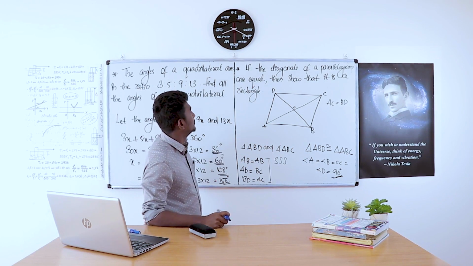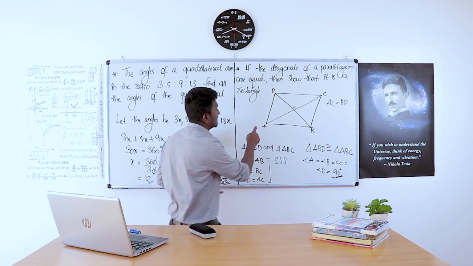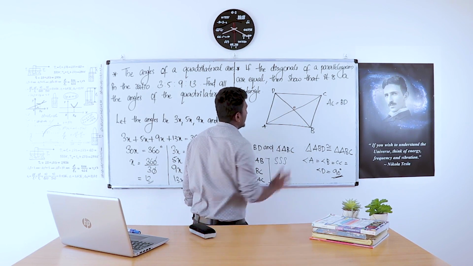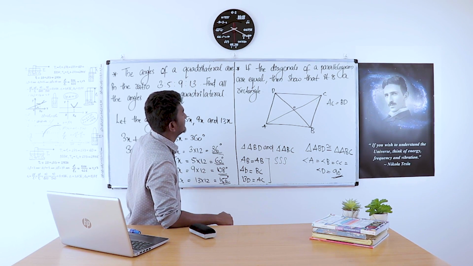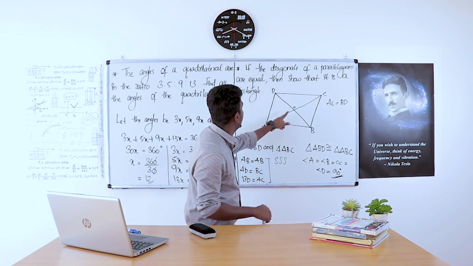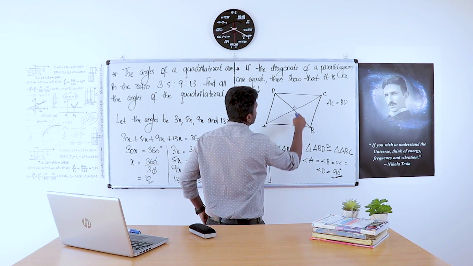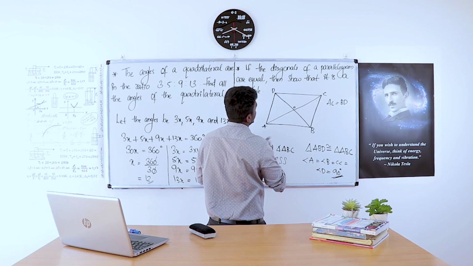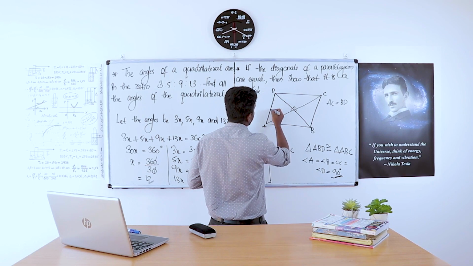Now, how will we prove it? This is a rectangle. For a rectangle, we know that all four angles should be right angles. Either we can take triangle ABD and triangle ABC, or we can take triangle AOD and triangle COB. When we take triangle AOD and COB, we get vertically opposite angles equal. Then opposite sides are equal.